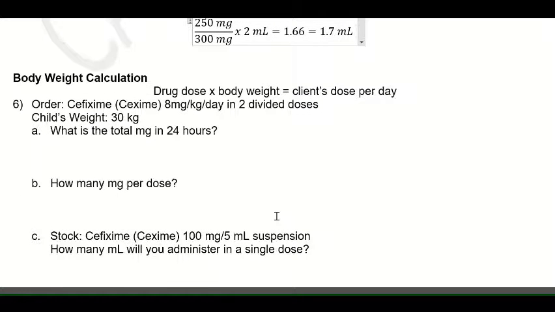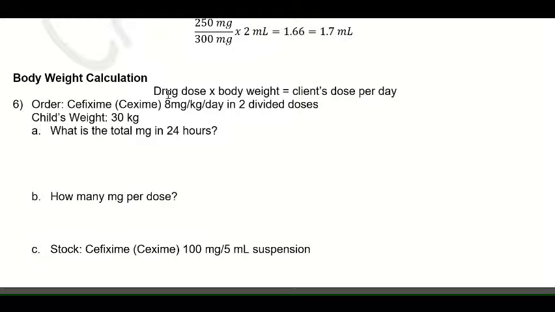Now, let's move a little bit further. Now we'll be applying your other formulas for the computation. We will be using the body weight calculation. In this case, the order is cefixime. Cefixime is a brand, 8 milligram per kilogram per day in 2 divided doses. The child's weight is 30 kilograms. What is the total milligram in 24 hours?